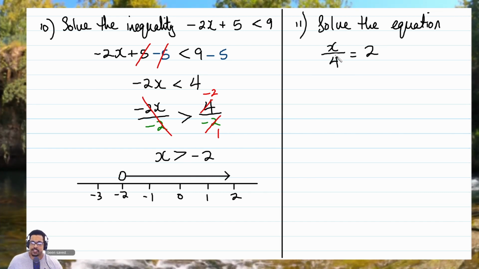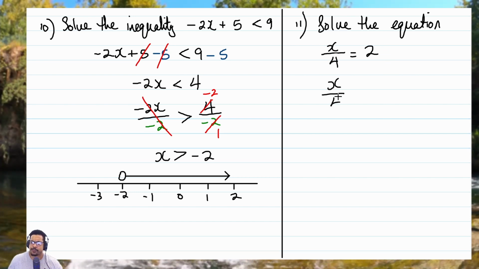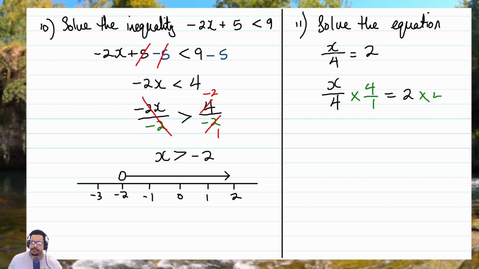So here I have to solve this equation where we have x divided by 4 is equal to 2. If I want to get x by itself on this side of the equal sign, I'll need to get rid of this 4. So in order to get rid of this 4, I'll multiply the left-hand side by 4. And whatever I do to the left-hand side of the equal sign, I must also do to the right-hand side. So I'll have x over 4 multiplied by 4 over 1 is equal to 2 multiplied by 4. 4 over 1 is the same as 4.